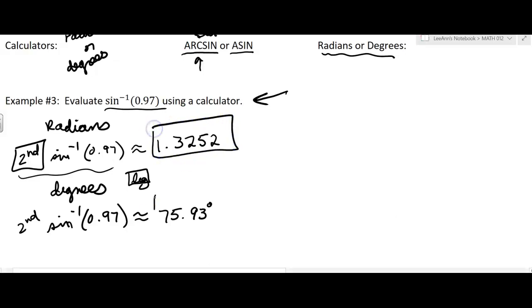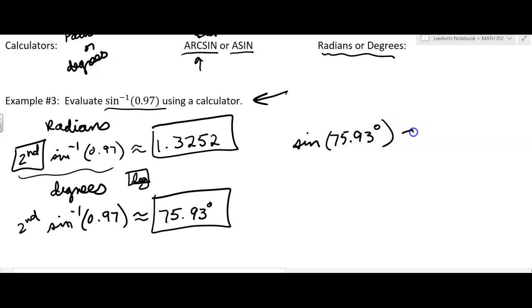They might tell us, oh, do you want it in degrees or radians, but they didn't. But be familiar how to do both, and that sometimes you want it in degrees and sometimes you want it in radians. Okay, that's how you use your calculator then to find the angle. So now you know that the sine of about 75.93 degrees, that angle is about 0.97, okay?